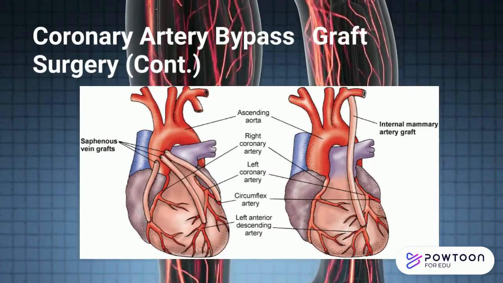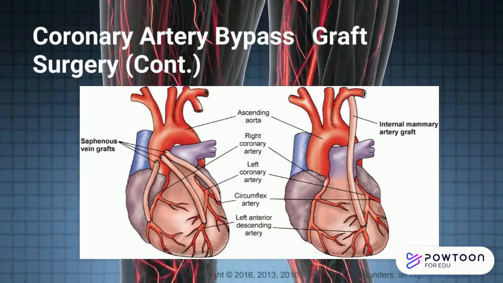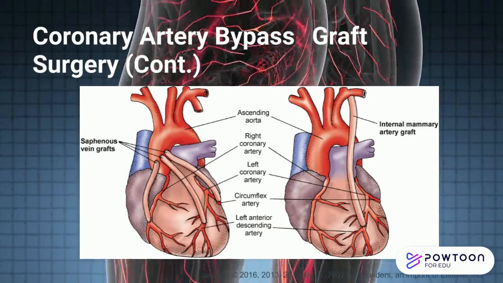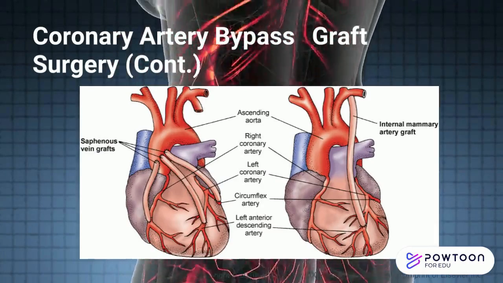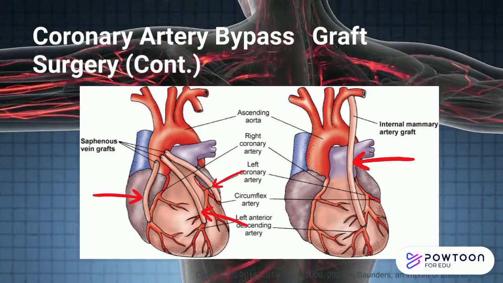The primary vessel that's used for a CABG, again, is going to be that internal mammary artery graft. But if there is triple vessel disease where it affects all the vessels, they may need more than one graft. So at that point, they may have to use the saphenous vein.